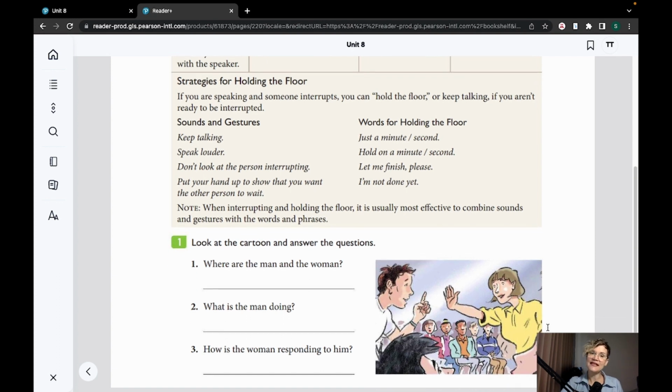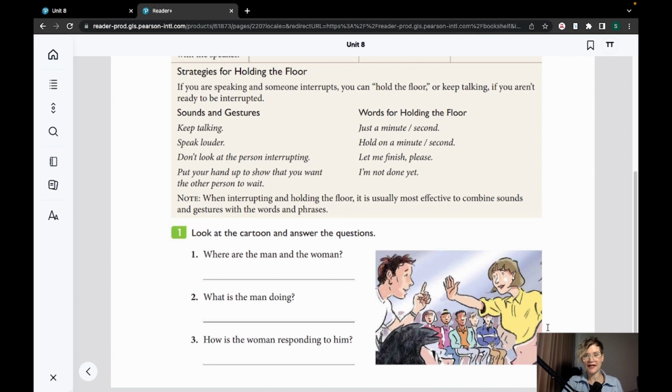Now, for instance, sounds and gestures could be that if somebody goes like, "Hey, can I say something?" you just keep talking, or you speak louder, or you don't look at the person who is interrupting you, or you put your hand up to show that you want the other person to wait, like, "Hey," or "Wait." Words for holding the floor would be when you want to show and make sure that the person understands that you're not done.